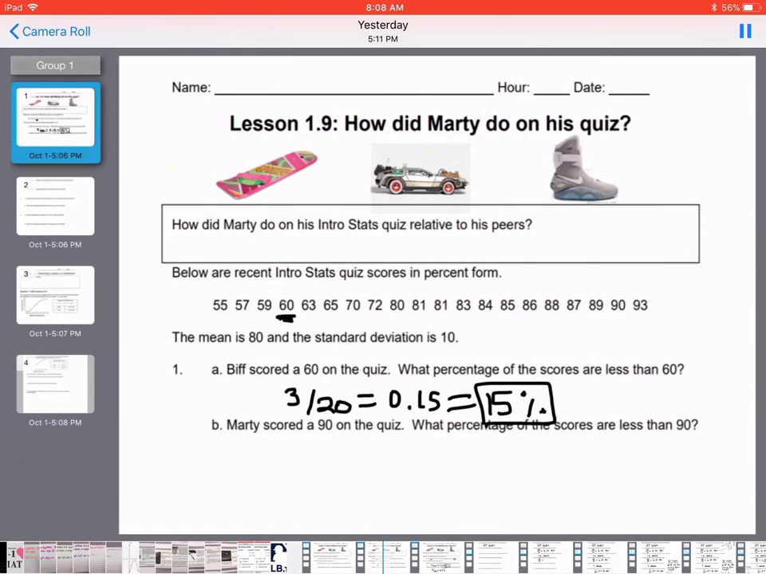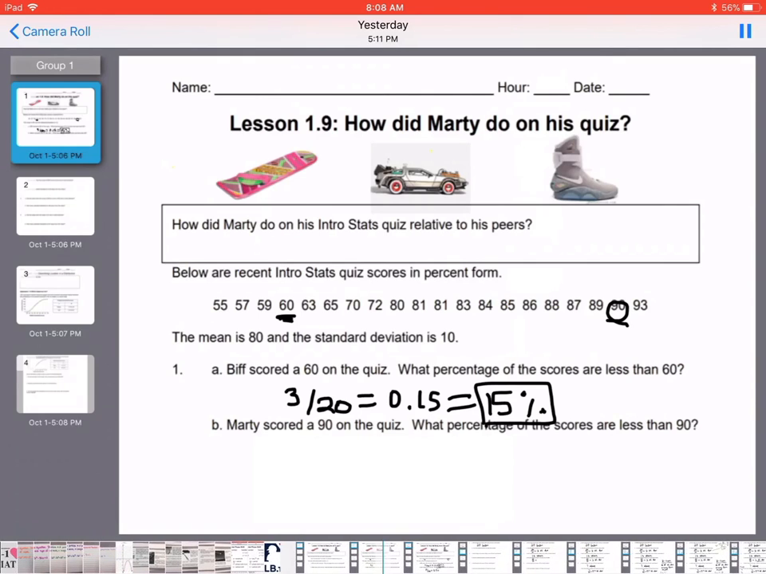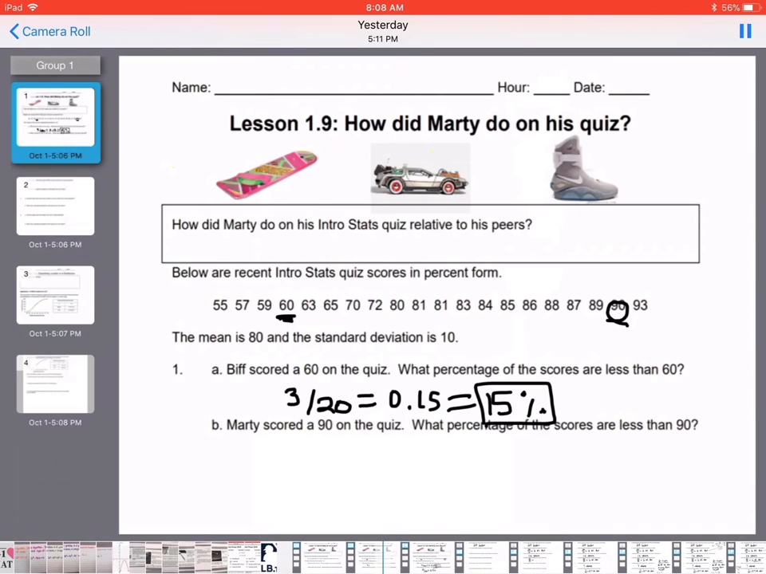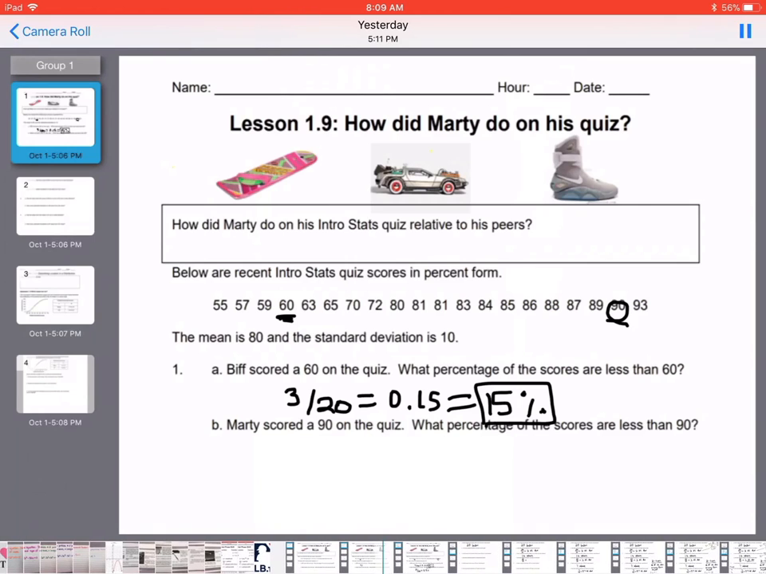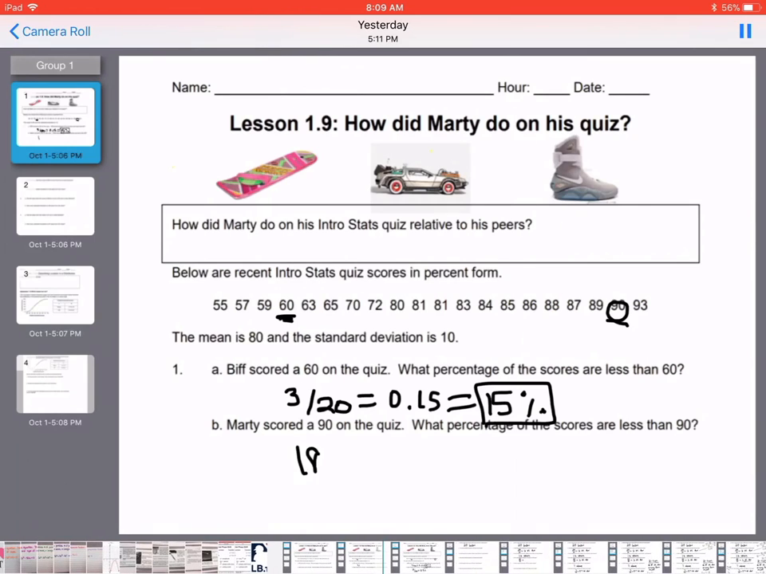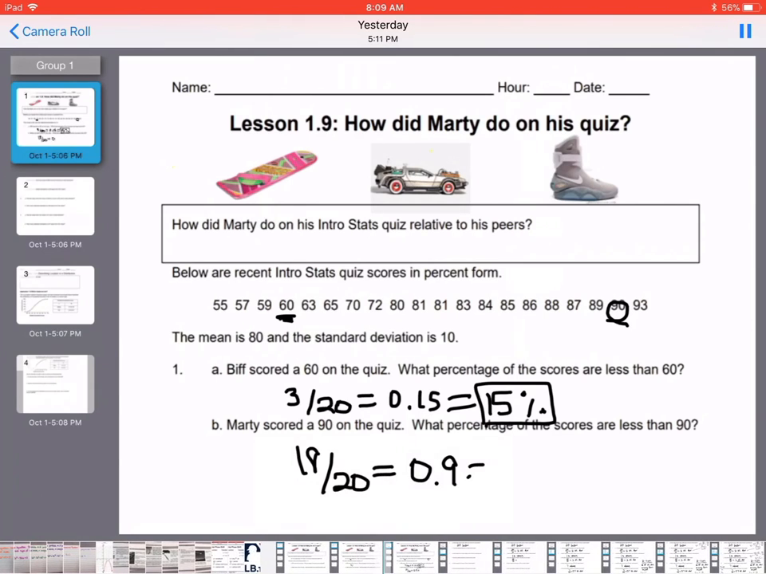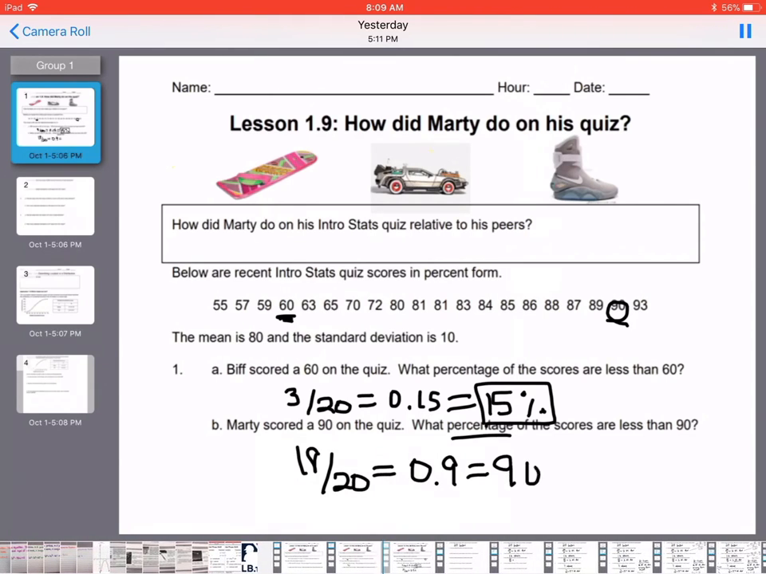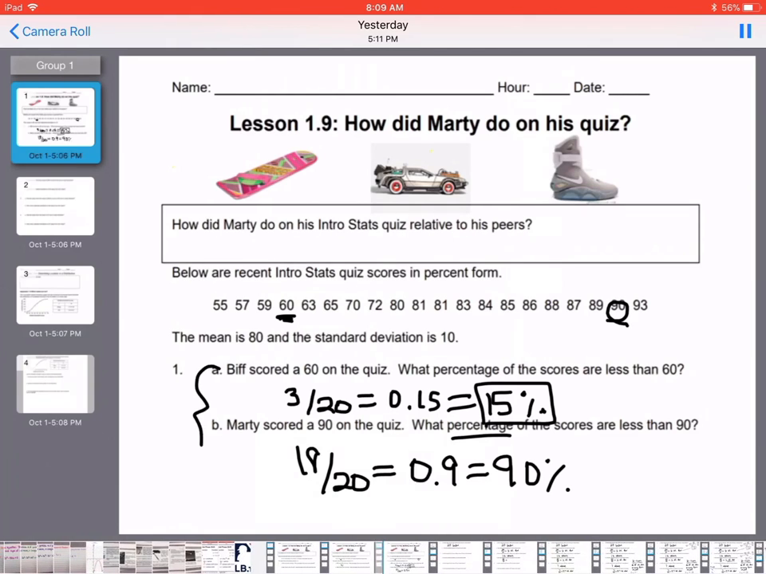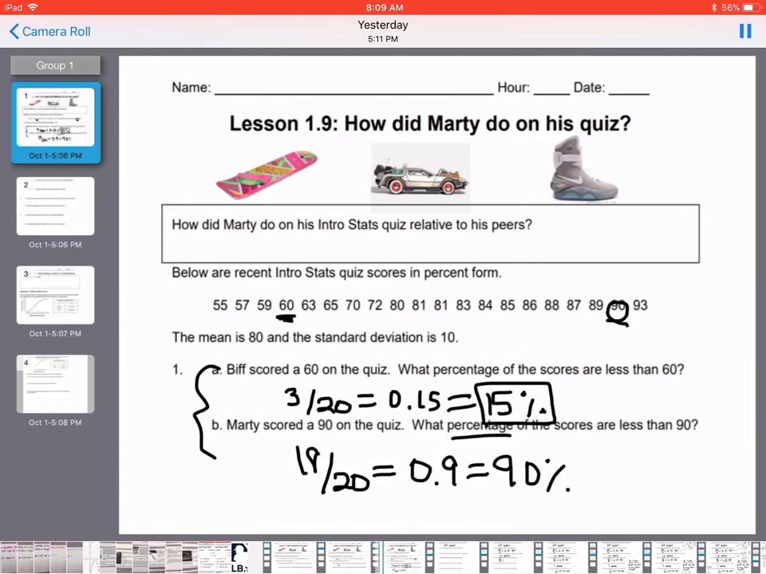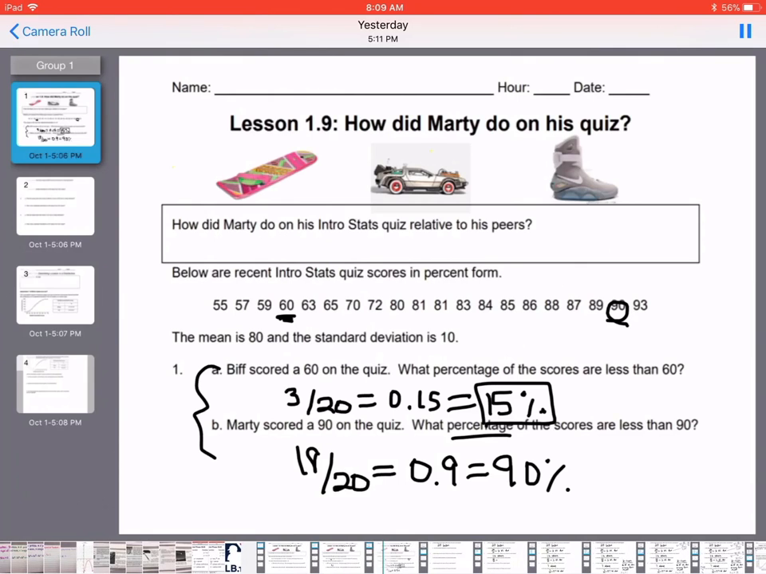Part B, Marty scored a 90 on the quiz. What percentage of the scores are less than 90? Well, here's 90 all the way up here, and I noticed there's about 18 scores that are less than 90. If you count 89 all the way to 55, there's 18 scores less than 90, 18 out of 20 total scores, and that's 0.9. But again, they're asking for a percentage, 90%. Okay, these two parts, A and B, are how you find percentiles. If they're asking for a specific percentile, that's how you find it.